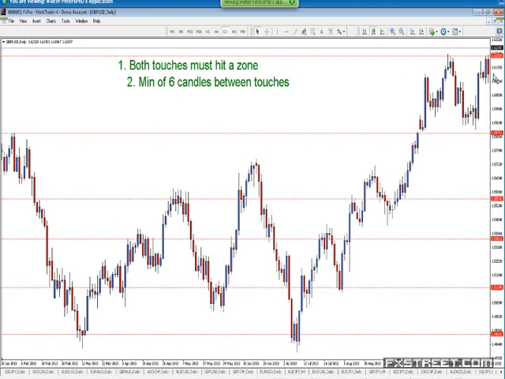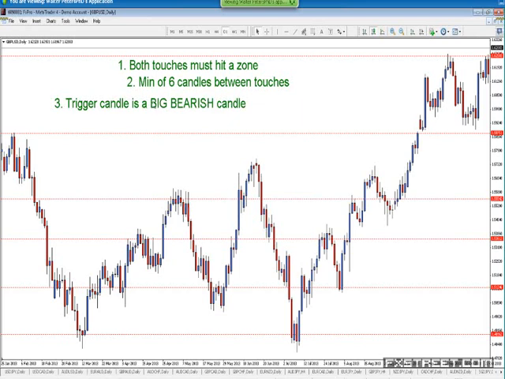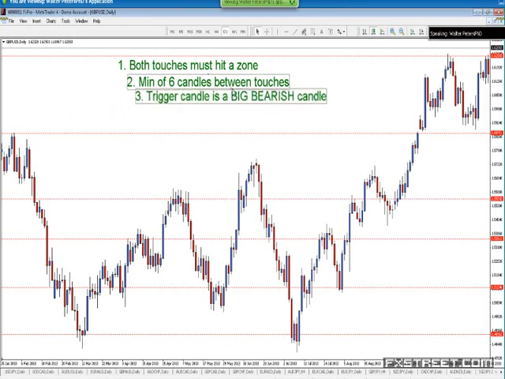So we want to see 6 candles between touches, and we want to see both touches hit the zone, and then we want to see a trigger candle. These are going to be the rules for the moolah. So everything is bearish. It's a bearish setup. The trigger candle is a big bearish candle, right? It's a big bearish candle.